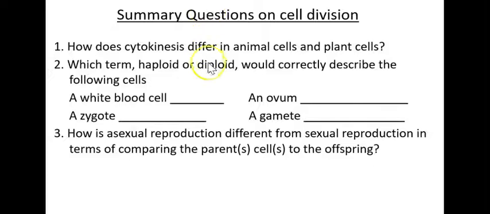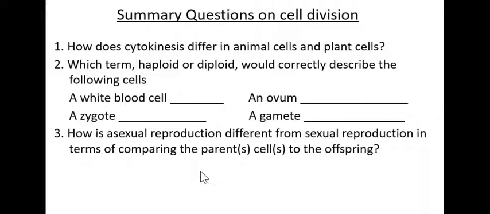In terms of haploid and diploid cells, remember, haploid cells have a single copy of the chromosome. Diploid cells have duplicated copies, so they have those homologous chromosomes. When you're looking at this, remember, a zygote is a fertilized egg cell, and an ovum is a single egg cell that you're looking at there. And then this last question on this page is, how is asexual reproduction different from sexual reproduction? So remember, asexual reproduction is mitosis, and sexual reproduction is meiosis.